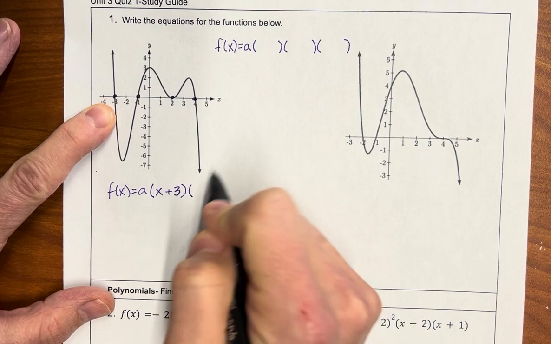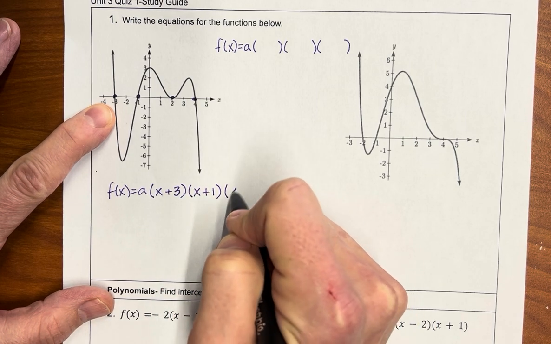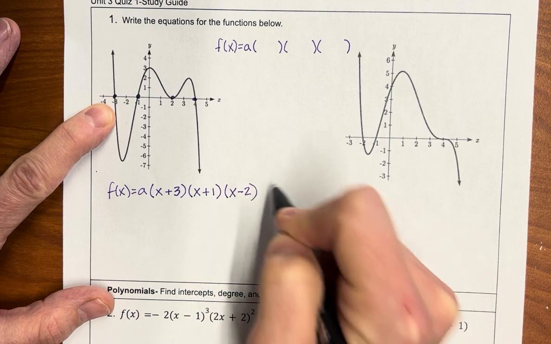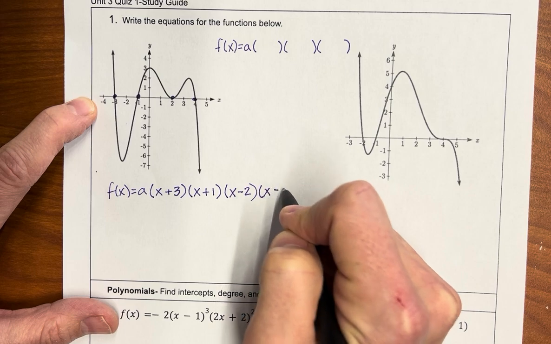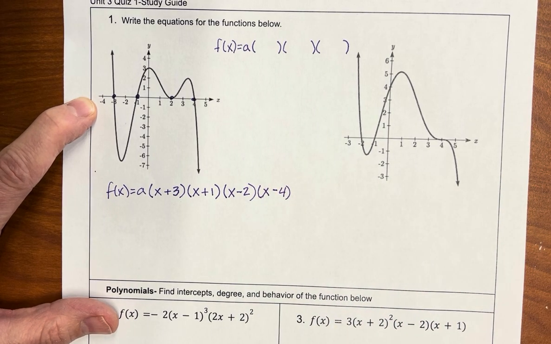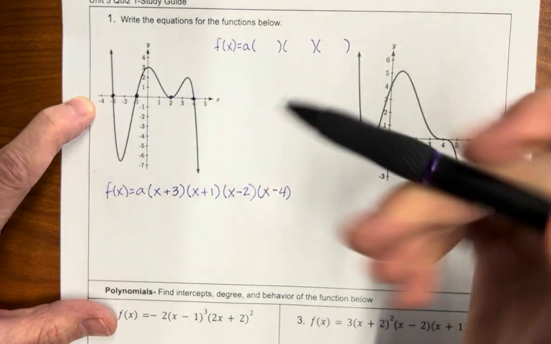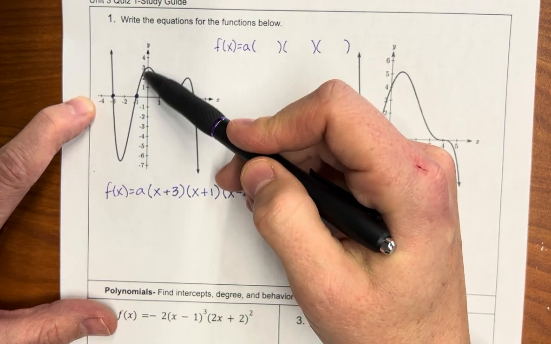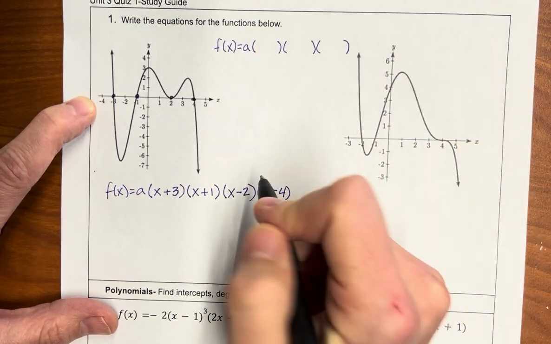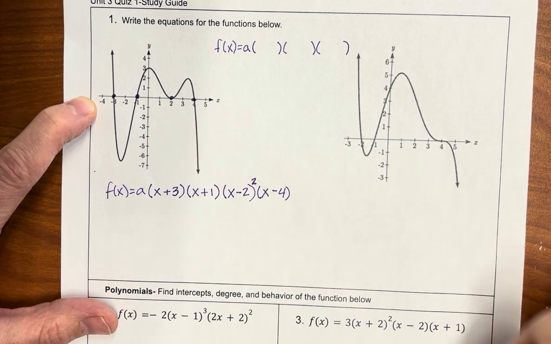Then I have another 0 at -1, so I'm going to write x plus 1. Then I have another 0 at 2, so I'm going to write x minus 2. And then I have another 0 at 4, so I'm going to write x minus 4. So I'm looking for the behavior of the graph. So I'm looking at the 0, and I'm like, okay, a line goes straight through, so that means it's just to the first power. So this factor is to the first power. This line goes straight through, first power. This line bounces off, so it's actually going to be squared. And this line through 4 goes straight through, so it's to the first power.